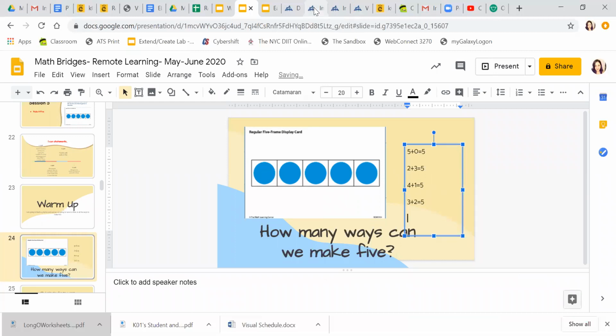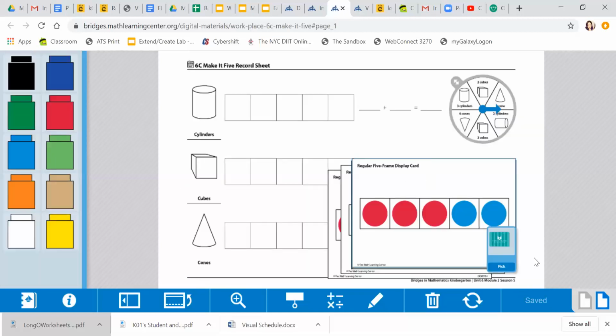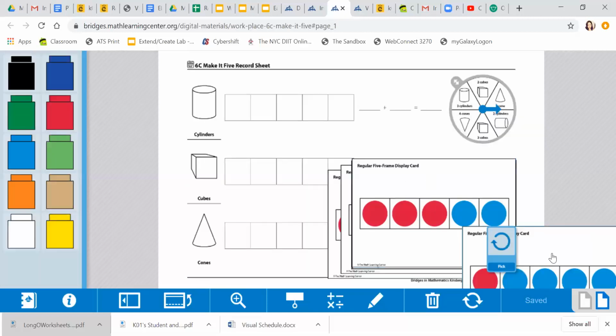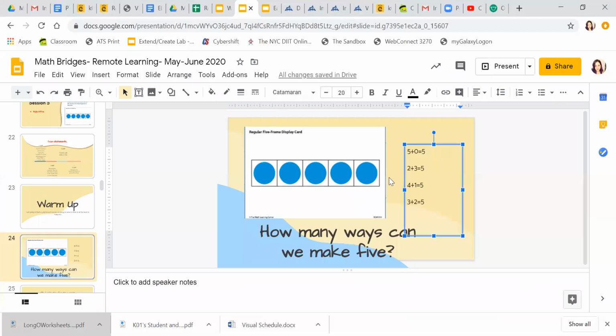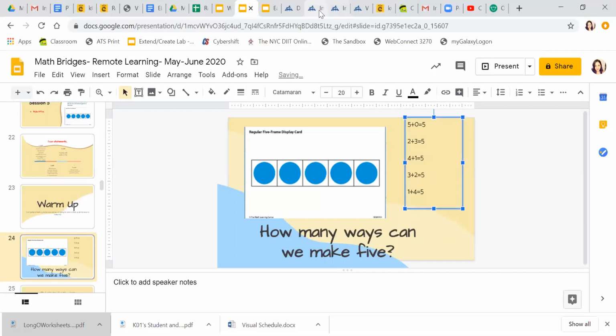All right, let's see if there's any more ways. Oh, look at that. 1 red and 1, 2, 3, 4 blues. So 1 plus 4 is equal to 5. Wow, there's so many ways that we can make 5, but I think there's still a few more. Let's check it out.